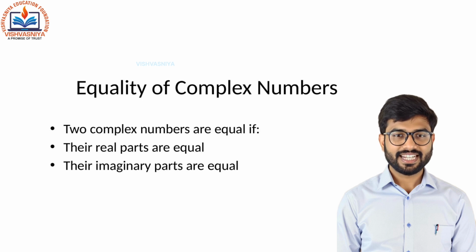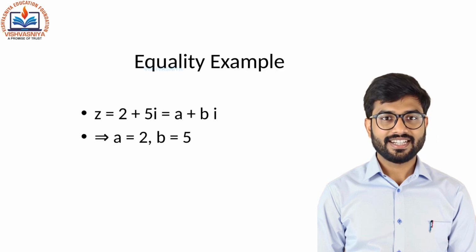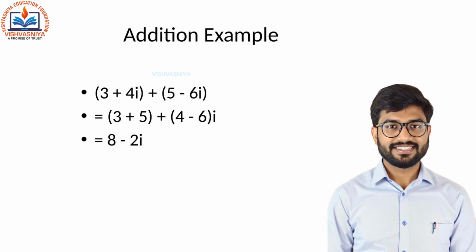Equality of complex numbers: two complex numbers are equal if their real parts are equal and their imaginary parts are equal. Example: if 2 plus 5i equals a plus bi, then a equals 2 and b equals 5. Addition of complex numbers: we add the real parts separately and the imaginary parts separately.